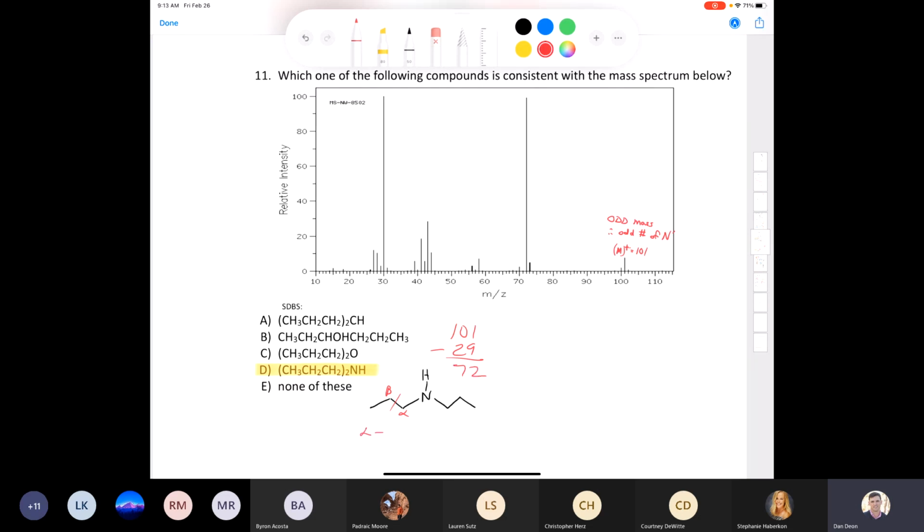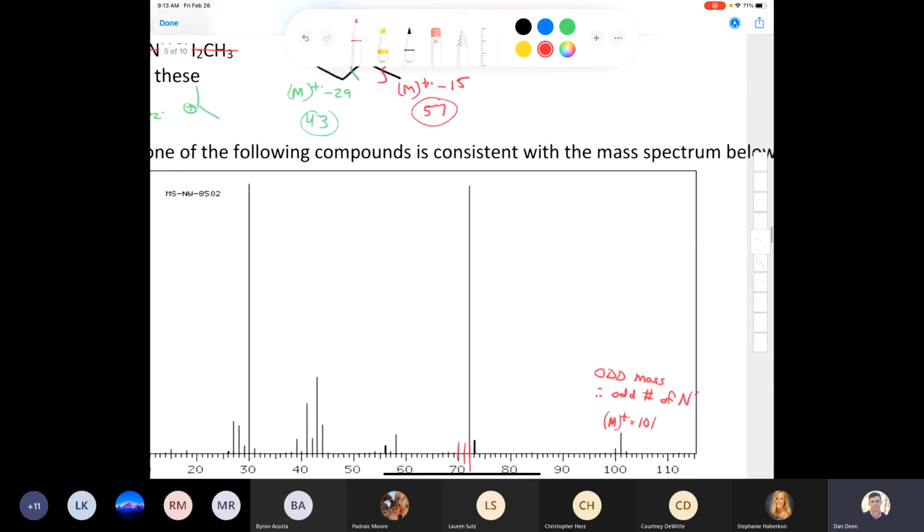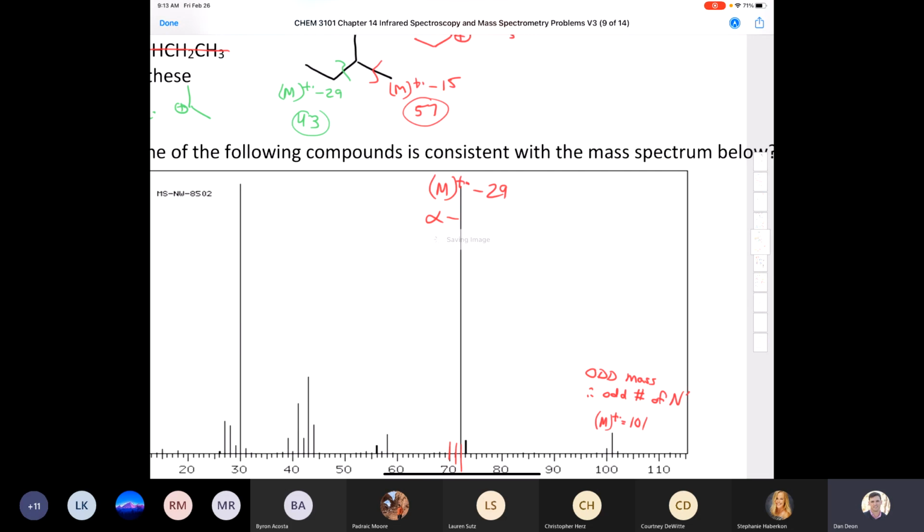Okay, again, this is the alpha cleavage. Okay, 72. Let's take a look here. 70, 71, hot diggity darn. We have a big old peak here. It's the molecular ion minus 29, which is the result of alpha cleavage. Okay, loss of the ethyl radical. There you go, my friends.